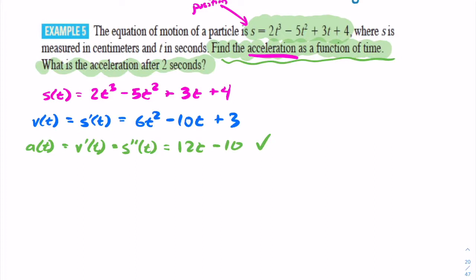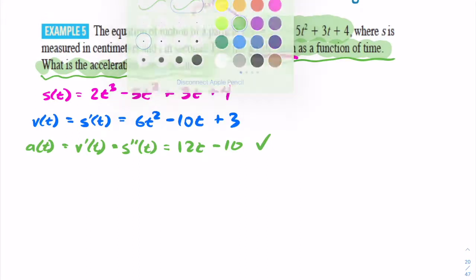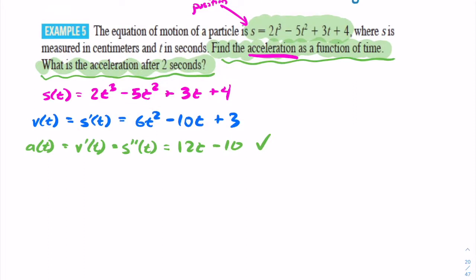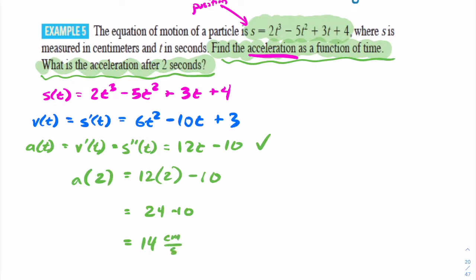We just did that. And then they follow up with, what is the acceleration after 2 seconds? What do you guys think we need to do here? Pause and play whenever you're ready. So if we want to find the acceleration after 2 seconds, all we have to do is plug in 2. All right, so a of 2 is just going to be 12 times 2 minus the 10. And that's just going to be 24 minus 10, which is 14. Okay, in this case, it'll be centimeters per second. Okay, or if you want to get fancy, centimeters per second squared. Okay.